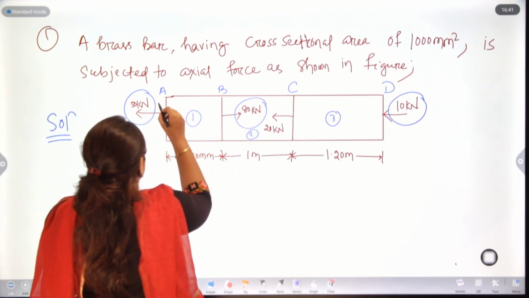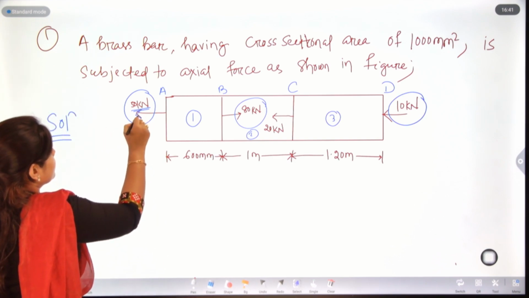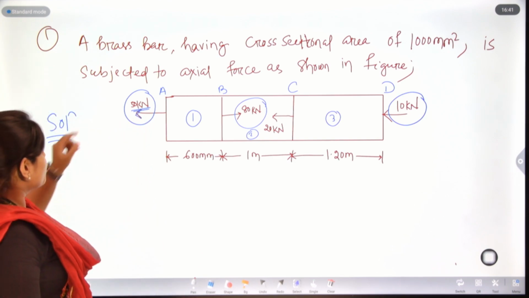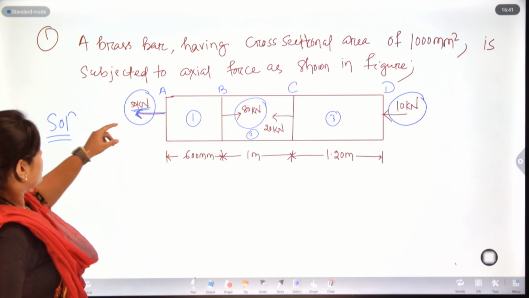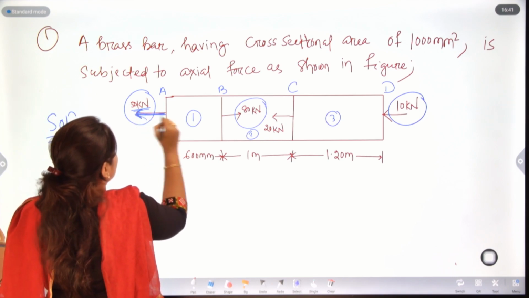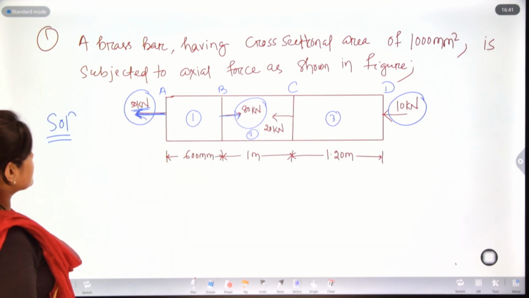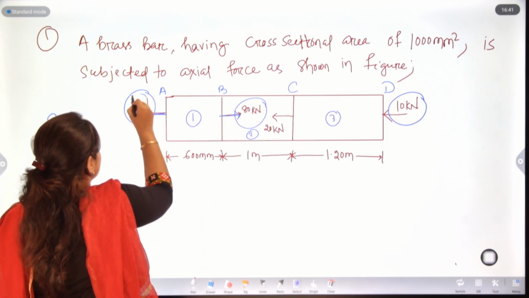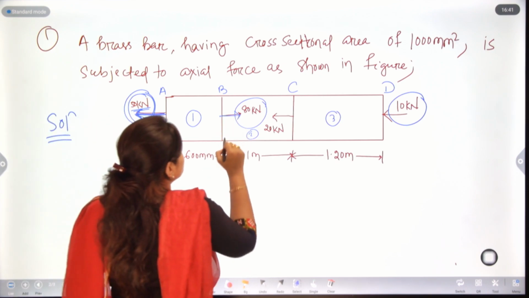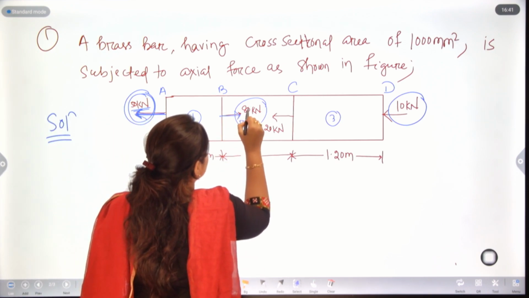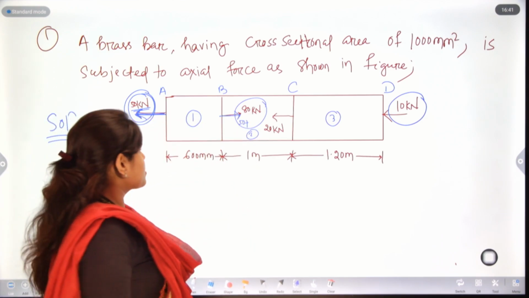First, here 50 kilonewton, which is tensile in nature, is given. How do we know it is tensile? Because it pulls this section 1, so it is tensile in nature. As in the AB section it is 50 kilonewton, so here also it is 50. In case of 80, we have the 50 of the AB section.